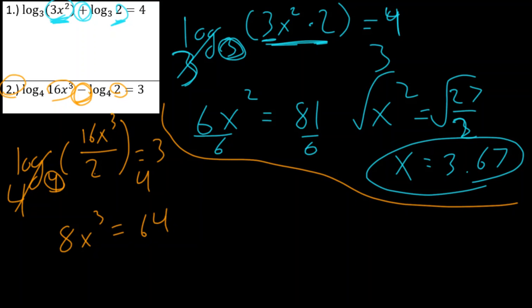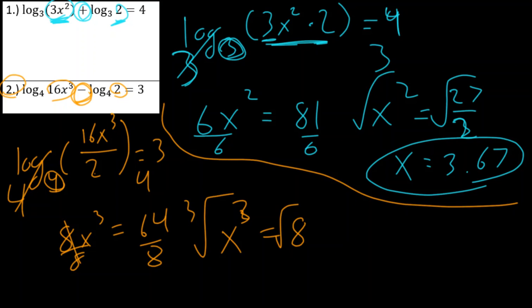Now from here, how can you get rid of the 8? Well, we'll divide both sides by 8, and this will give us x cubed is equal to 64 divided by 8 is 8. And ask yourself, how do you get rid of a cube? Well, of course, we'll take the cube root of both sides, and when those go away, we're going to be left over with x equals 2.